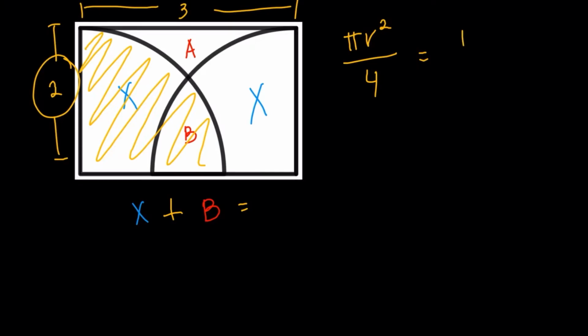So it's going to be pi times 2 squared divided by 4. Well, 2 squared is just 4, so we can cancel that out nicely. So we know that X plus B would have area pi. All right, so that's equation 1.